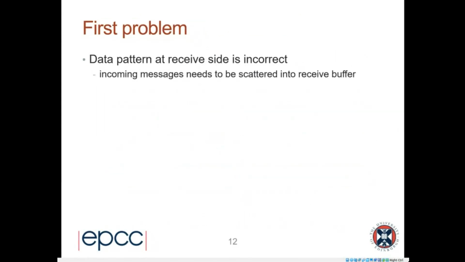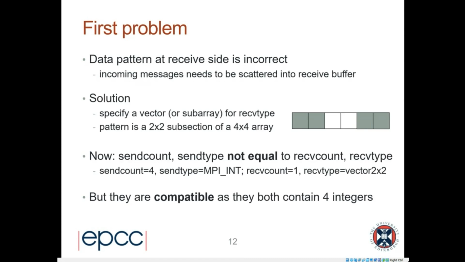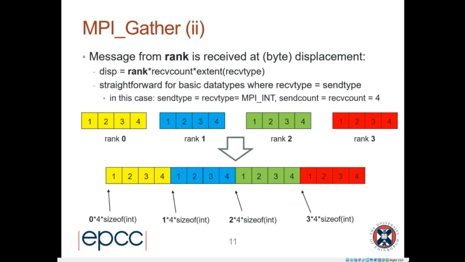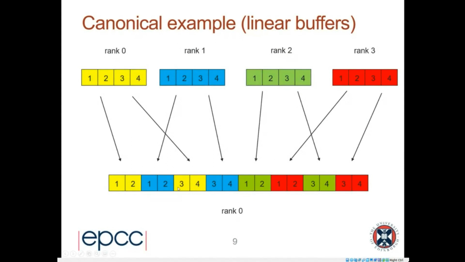Well, the first problem is the data pattern on the receive side is incorrect. The incoming messages need to be scattered into the receive buffer, okay? So the solution is to specify a vector or a subarray for the receive type. MPI data types, vectors or subarrays, can correspond to gaps. So you can say, I have a data type, which is a vector, which has data, data, gap, gap, data, data. So this pattern is what we want. We want to receive into that pattern here, data, data, gap, gap. And in fact, all of them are like that. Data, data, gap, gap, data, data.